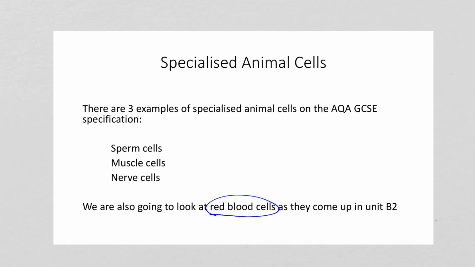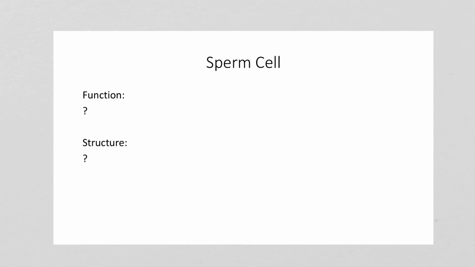We'll start then with the sperm cell. And for each of these cells as we go through, we're going to start by thinking, what is the function of the cell? What's the job? What does it do? And then try and think of the structures that it has that enable it to do that function really well.